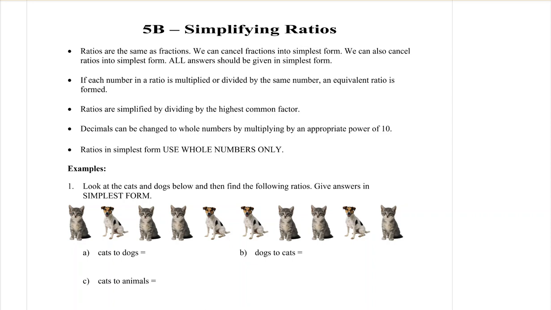Decimals, if you do have a decimal in your ratio, we want to change them into whole numbers by multiplying by some factor of 10. So if there's only one decimal place, we multiply by 10 because that will jump over that one spot. If there's 2 decimal places, you multiply by 100 and so on. Ratios in simplest form should only use whole numbers.